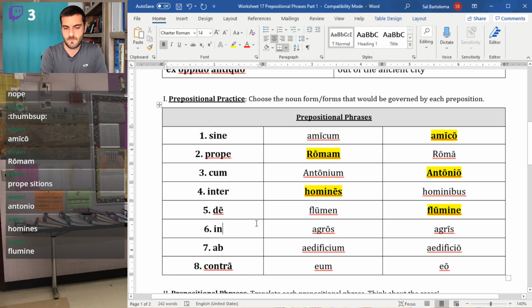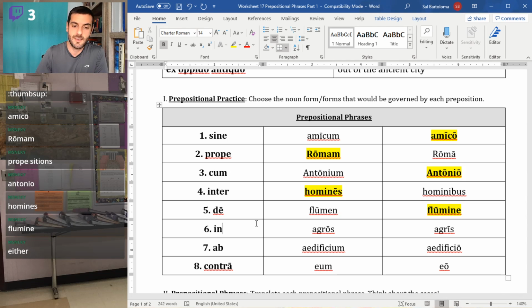In agros, in agris. Yeah, this one's a little tricky. In can go with either one depending on the situation. So if there is motion, if I am walking into the fields, then I would use the accusative case, in agros. If I'm standing in the fields, or someone lives in the fields, then it would be with the ablative, in agris. So it depends on the situation.